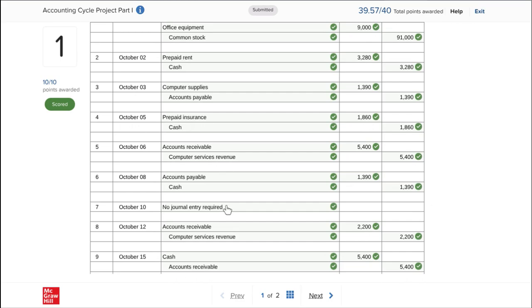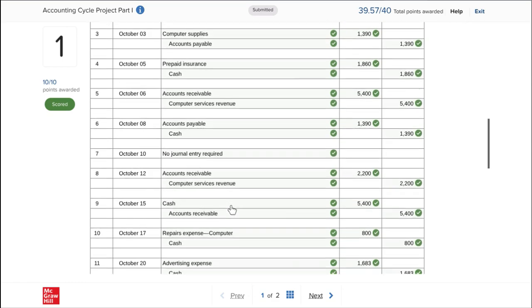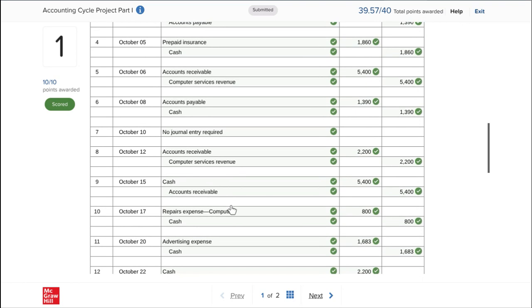There was no journal entry on October 10th because no actual transaction took place. Hiring someone does not affect the accounting equation. When Easy Leasing paid cash, I debited cash and credited accounts receivable. This reduced the amount owed and increased cash in our business.